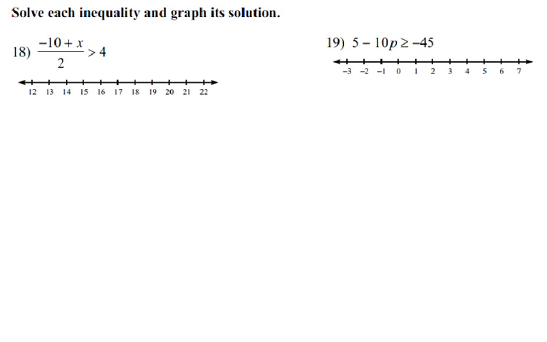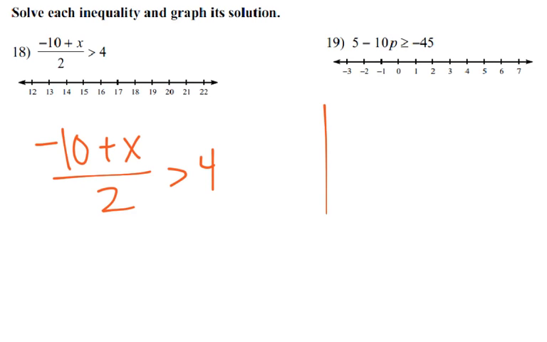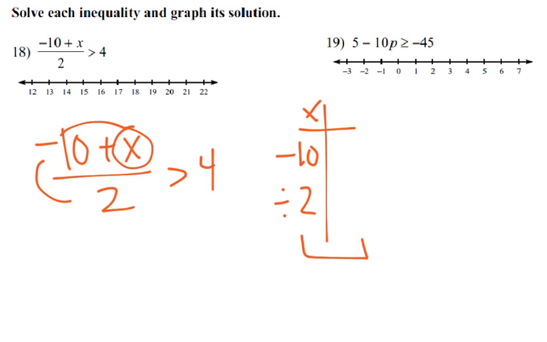Okay, now solving an inequality and graphing it with just one variable. We treat it the same way. What is happening to x here? Well, first, if we knew what x was, we'd be subtracting 10 from it, and then we'd be dividing by 2. We're going backwards, so we start off by timesing both sides by 2.